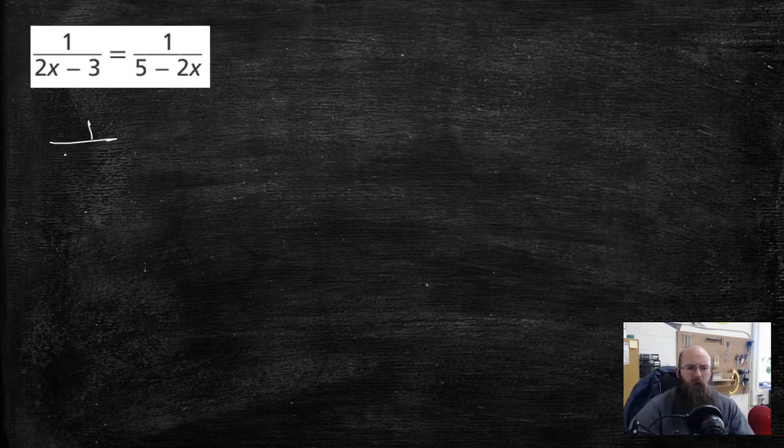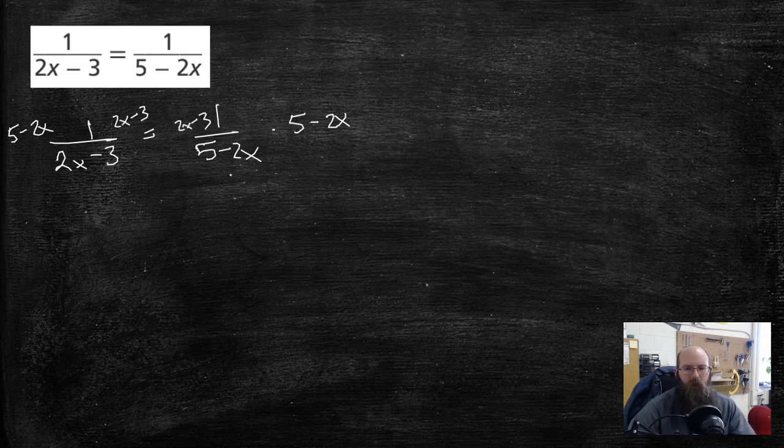And so I've got 1 over 2x minus 3. I am going to multiply both sides by 5 minus 2x, and multiply both sides by 2x minus 3. So on the right, my 5 minus 2x's cancel, and on the left, my 2x minus 3's cancel. All right, so I'm left with 5 minus 2x equals 2x minus 3.